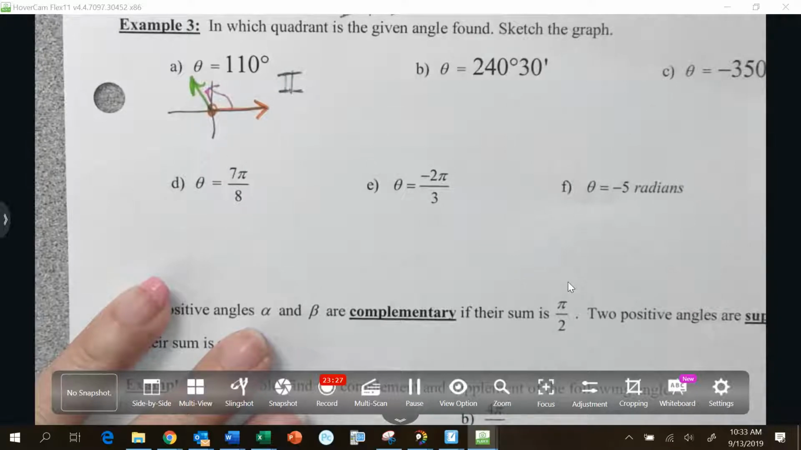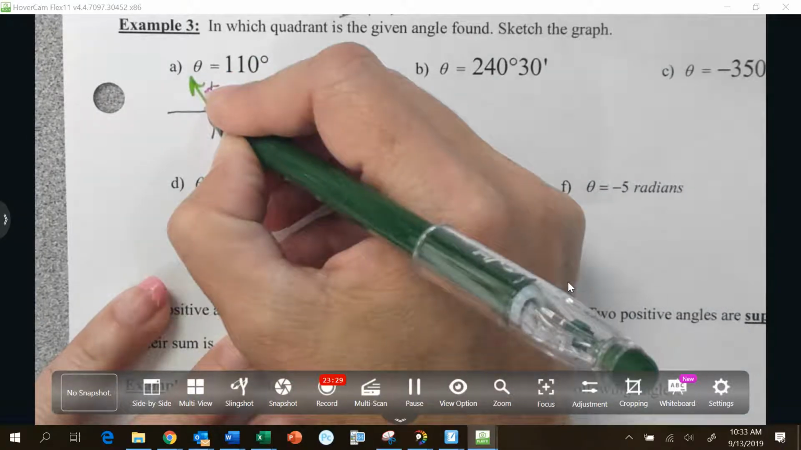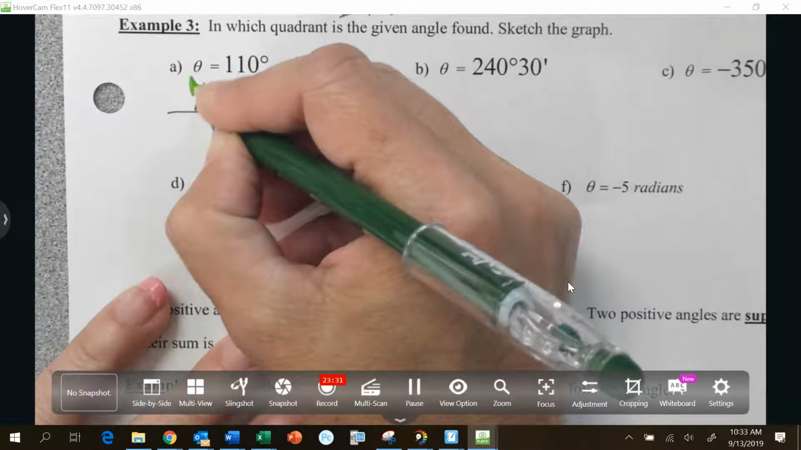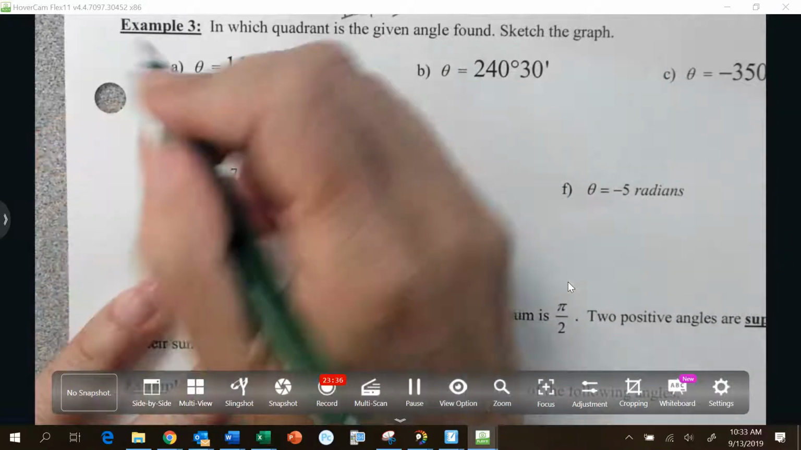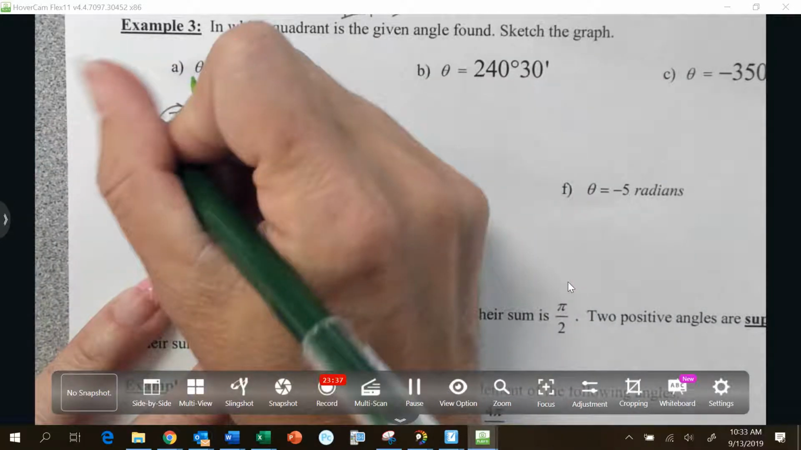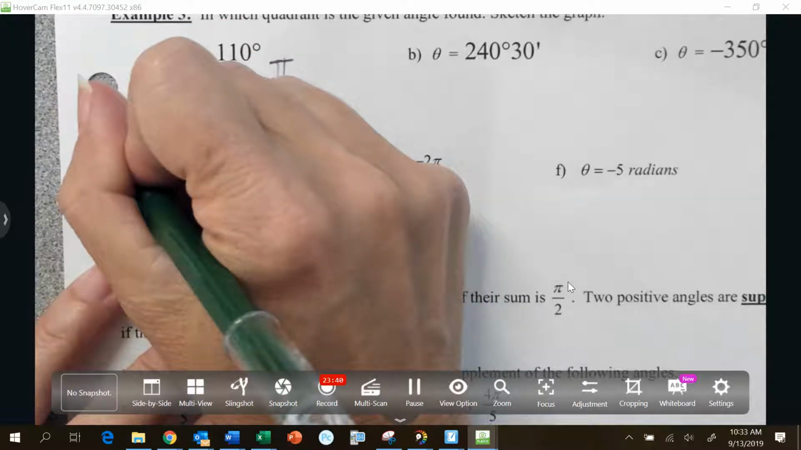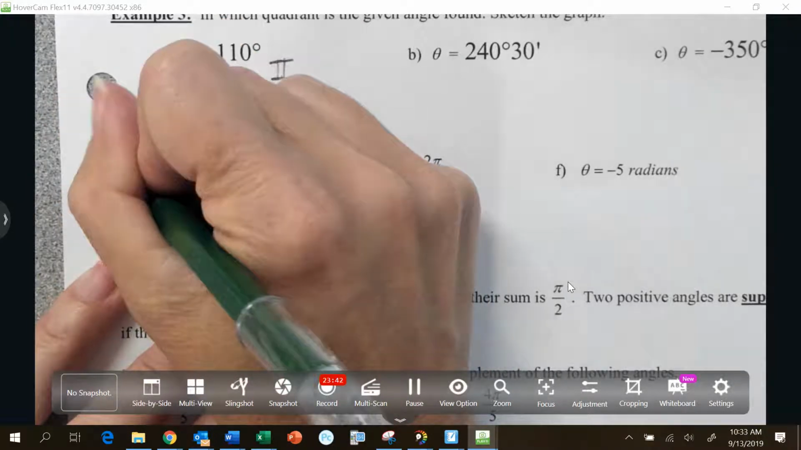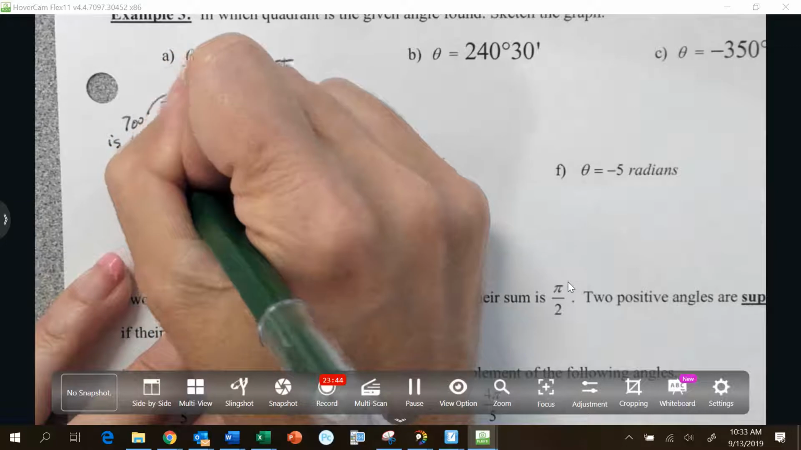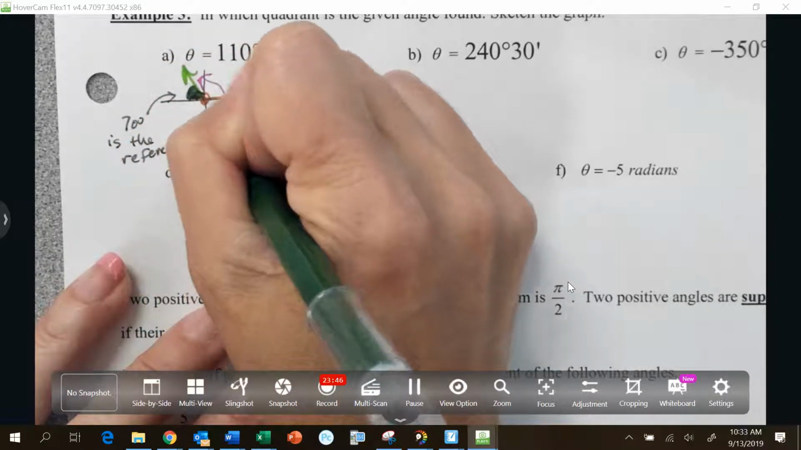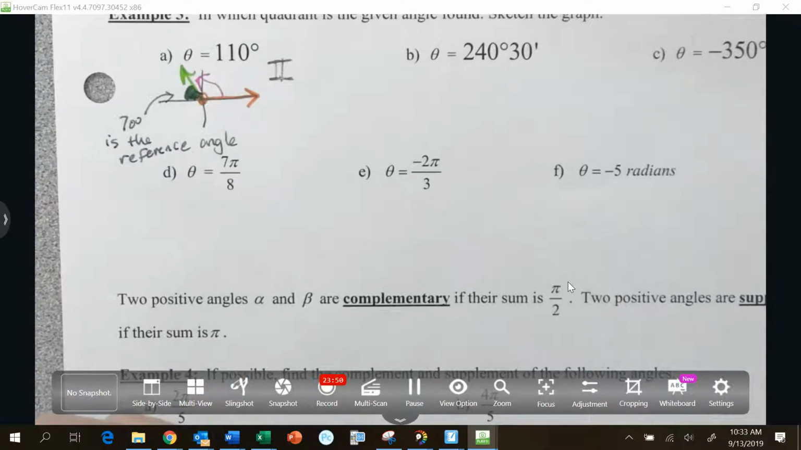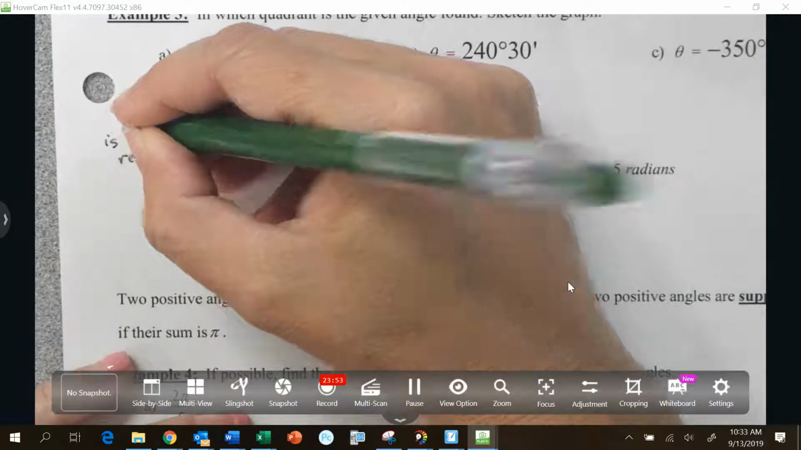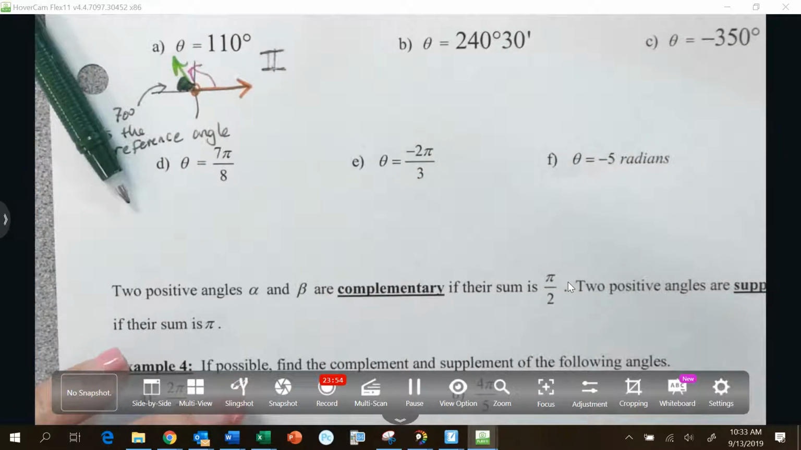Just out of curiosity, how much would be left to get us all the way to pi? 70 degrees? That's called a reference angle. Reference angles always go to pi or 2 pi. We'll be studying those, but why not tell you about them now? All right.